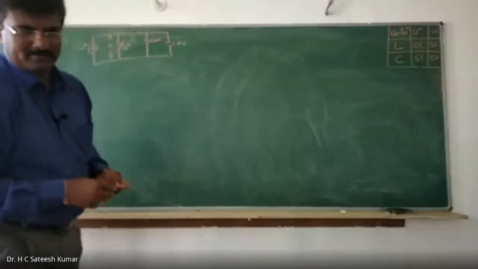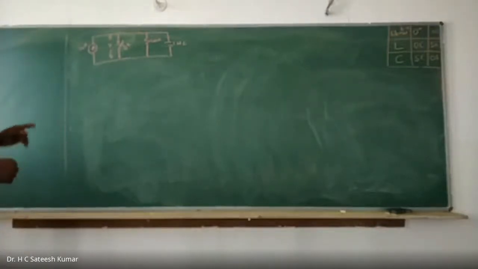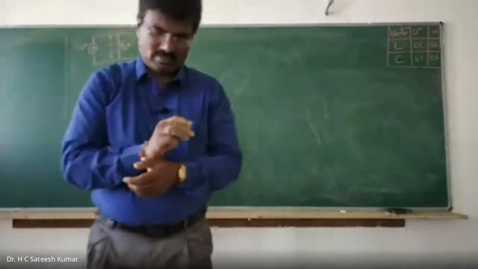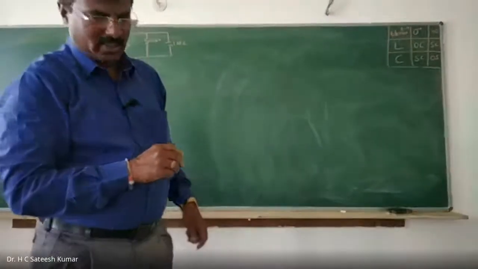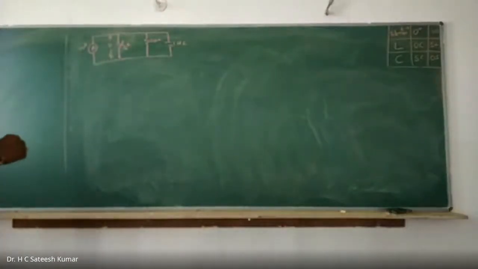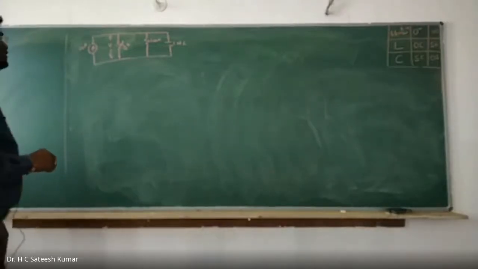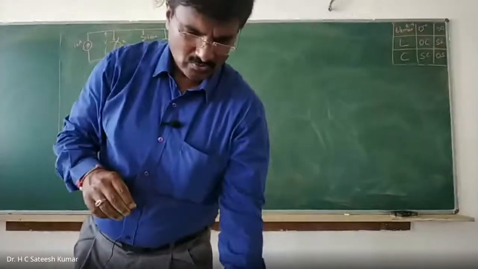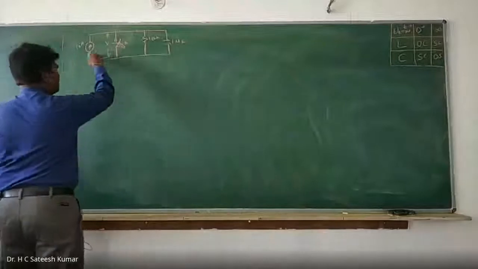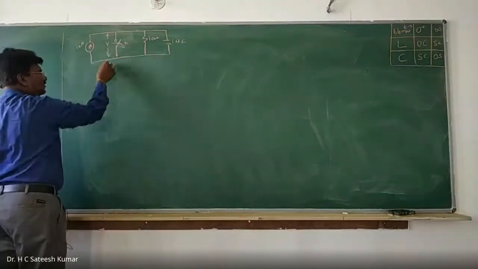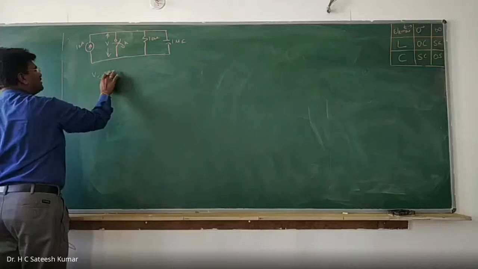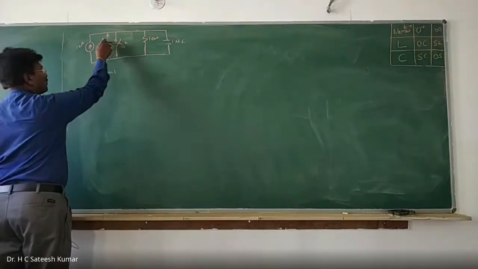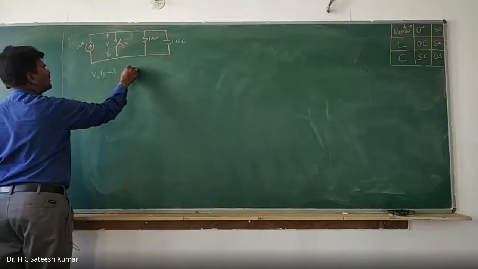So initially what will happen? Initially the switch is closed. When the switch is closed, all the current will be flowing through the short circuit only, no voltage at all. So voltage will be 0. Voltage across the capacitor is what? When the switch is closed, all the current flows through the switch. Therefore, VC at 0 minus, before it is opened, is equal to 0.